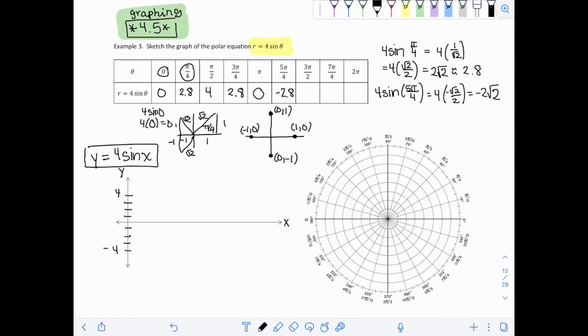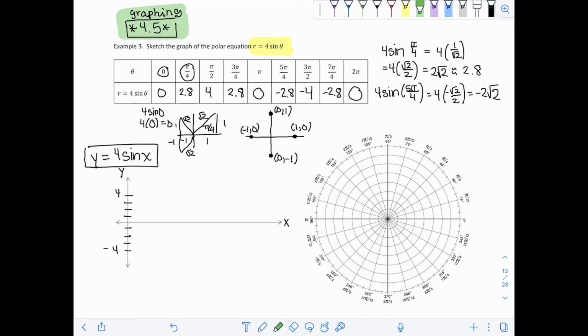And if we keep going, if you notice, we're going all the way to 2 pi, so one time around here. Sine is negative 1, so that would make it negative 4. 7 pi over 4 is going to be another negative 2.8. And if we plug back in 2 pi, it's the same as when we plugged in 0. So the answer is 0.